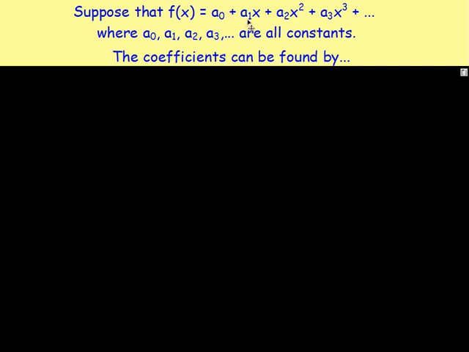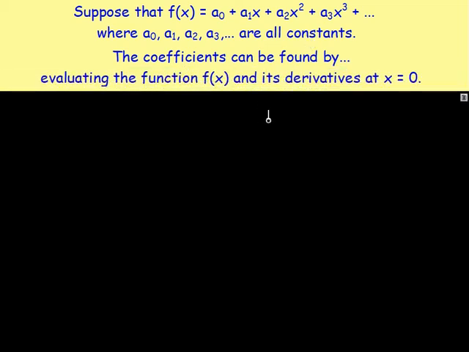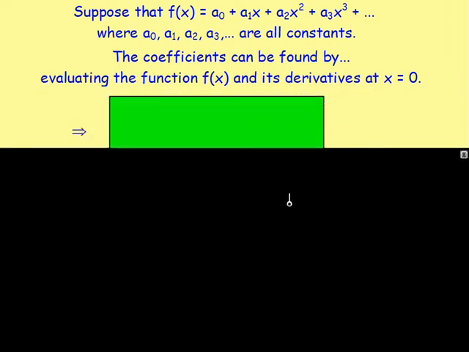But how could you work out the other values? a1, a2, a3. Igor, keep on going. What could you do? Differentiate! Perfect! You can differentiate. So really you can find the coefficients of your x and x squared and x cubed and so on by evaluating the function f of x and its derivatives at x equals 0.